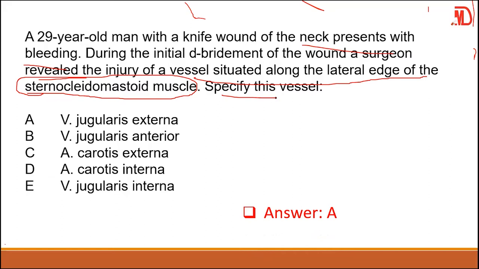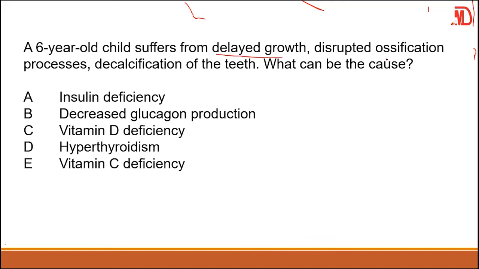A 6-year-old child suffers from delayed growth and a disrupted ossification process. First of all, what substance deals with bone growth, ossification of bones, and calcification of bones? I'm not asking about vitamins. Who can tell me? Collagen, extracellular matrix, calcium. Very good. So you are dealing with calcium, and vitamin D deficiency. Good. So calcium, you could be dealing with what?